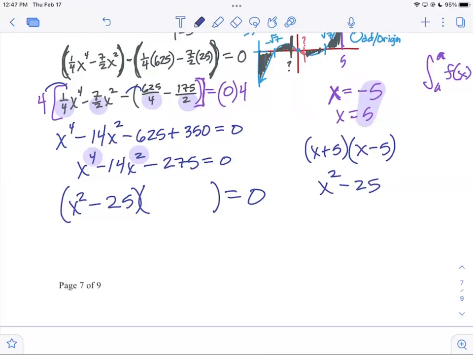This has got to be another x squared. I don't know why I'm talking like this, but it seems right. Negative 25 times a what gives me a negative 275? How many quarters does it take to get $2.75?